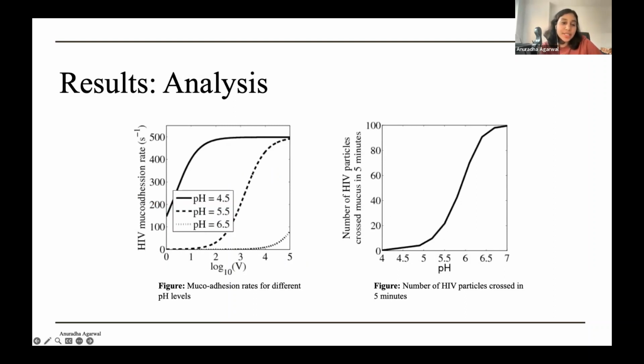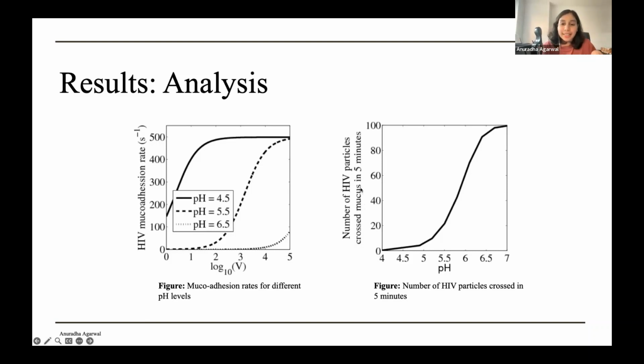Okay. Two pictures here. The one on the left is mucoadhesion rates for different pH levels. So you can see that the more acidic, that is closer to 4, we have higher mucoadhesion rates, and closer to 7, a more neutral state, we have lower mucoadhesion rates. And in this figure, we see the number of particles that cross within 5 minutes. When pH equals 4, 0 particles cross the region, whereas when the pH is 7, more than 100 particles cross. Here, crossing mucus essentially means reaching the target.